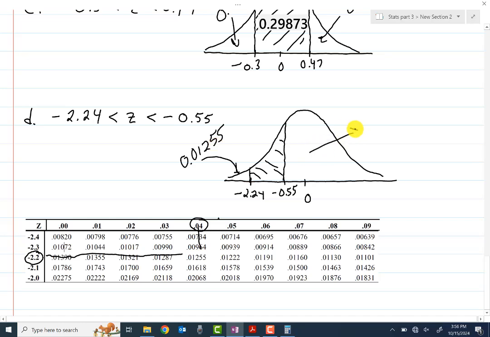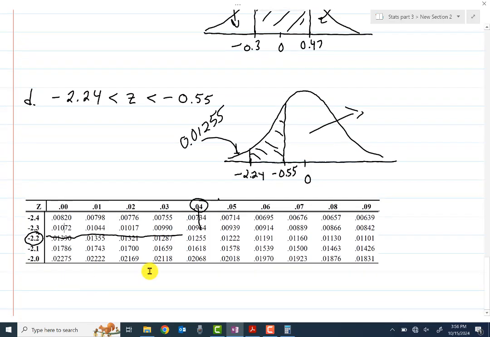And then I need this piece out here as well. There's a lot of different ways you can do this. If you can look up, say, negative 0.55 in the table, that'll give you the area of the shaded region all the way to the left. And then you could take 1 minus that to get this piece. Another thing you could do is the following. Just a quick, dirty little graph here.